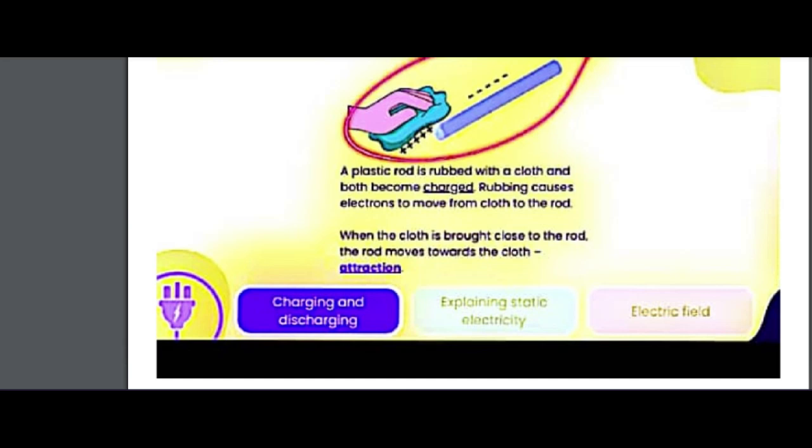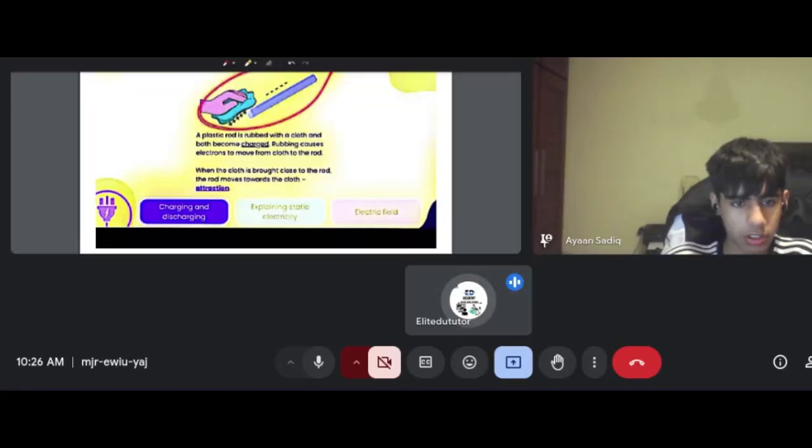When the plastic rod is rubbed with the cloth, both become charged. Rubbing causes electrons to move from the cloth to the rod. They are continuously moving and causing a spark between them. And when the cloth is close, the rod moves towards the cloth. Have you ever experienced this kind of thing? When we rub things together and then make a little distance between them, they attract each other because they become charged bodies. One is positive, one is negative, and both attract together.